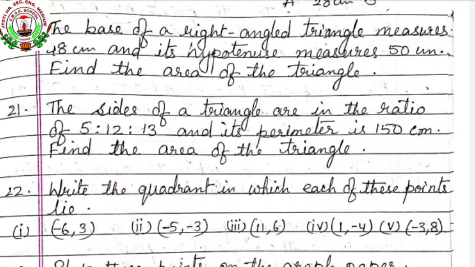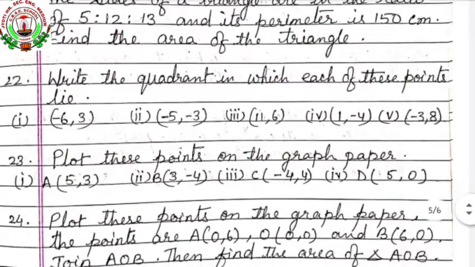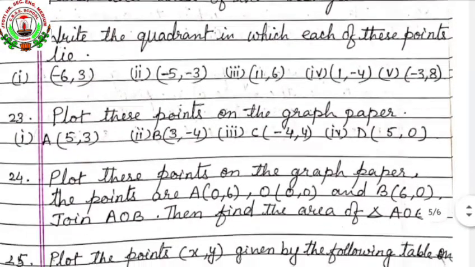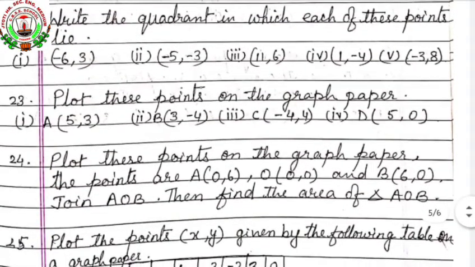Then 22nd question, write the quadrants in which each of these points lie. Points are given, okay, in the 4 questions. So write in which quadrant these points lie. Only the quadrant names you have to write. 23rd question, plot these points on the graph paper. Only the points, that is A, B, C, D points are given. See the coordinates and plot the points on the graph paper.